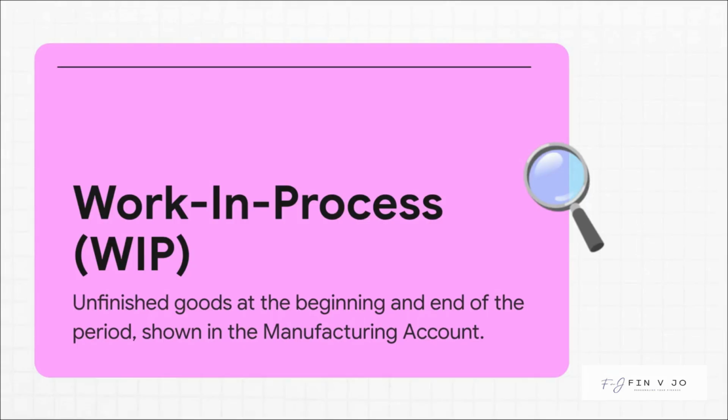Now, that brings us to a supercritical term, work in process, or WIP. Picture this. These are the goods literally just sitting on the factory floor right at the stroke of midnight when the accounting period ends. They aren't raw materials anymore, but they aren't fully finished, ready to sell products either. Keep this definition locked in your memory for sure. In your accounts, your opening inventory of WIP is always posted to the debit side of the manufacturing account, and the closing inventory of WIP goes straight to the credit side.